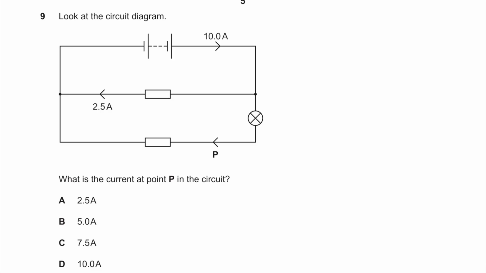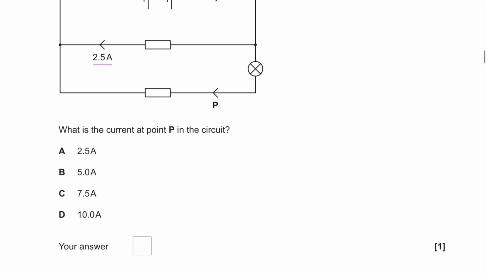All right. Question number 9. We are to work out the current at point P in the circuit. We know that in parallel, the current gets shared. So if the total is 10 and one of the branches is 2.5 amps, then the rest will be 7.5 amps. So C is the option.